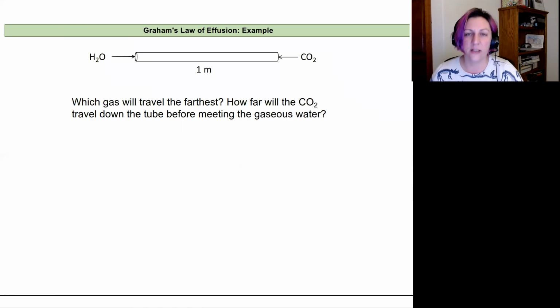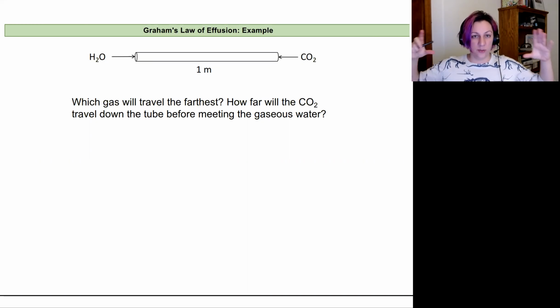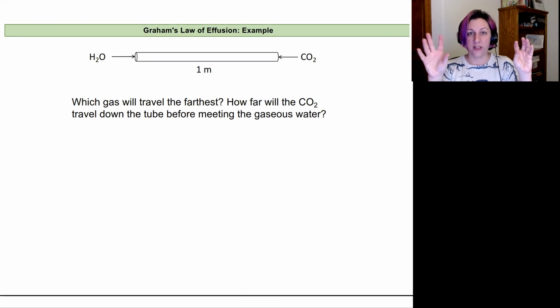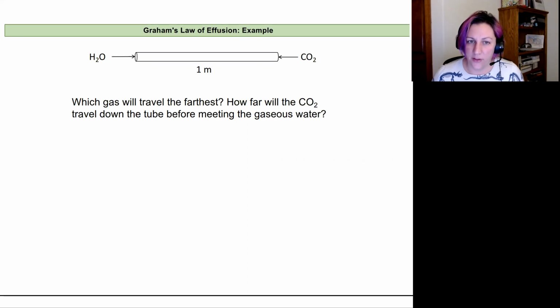So let's use this in an example, and I think that will be helpful. So we're going to look at Graham's law of effusion. We're looking at water and carbon dioxide, and we have a tube that's 1 meter long. And we are going to look at it effusing through. So imagine this is a vacuum. And imagine we're going to release our sample of water and our sample of carbon dioxide at the same time on either ends of this tube that's a vacuum, and it's 1 meter long. Which one's going to travel the furthest? And how far is that carbon dioxide going to travel down the tube before it meets the water? So where on this tube are these going to meet?